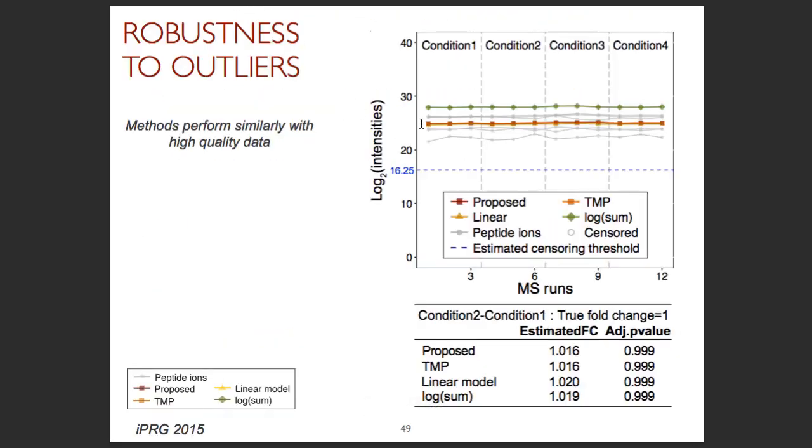And clearly, the individual peaks have these values. The sum is above the individual values, right? So the green line is above the gray lines. So that's clear, right?